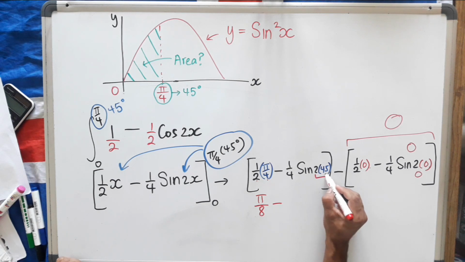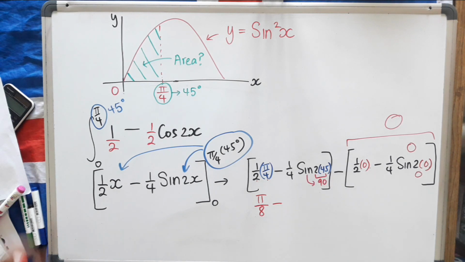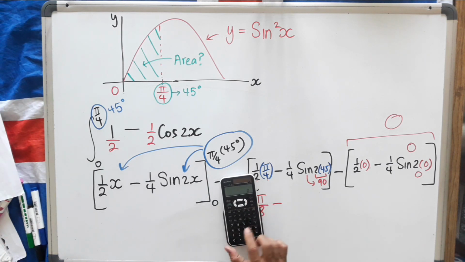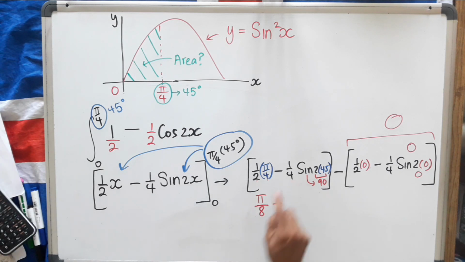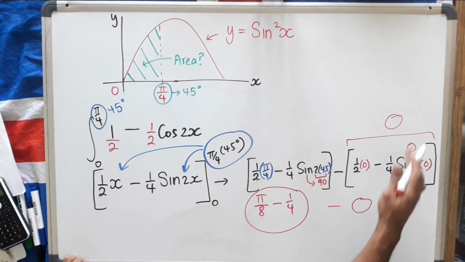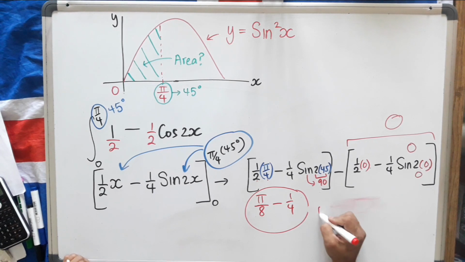Sine, well, 2 by 45 is 90. So let's sine the 90. Sine 90 should give us 1. Let's see it here. Sine 90 is 1. 1 by a quarter is a quarter. And this is our answer because we have to minus 0 from it. But that's not going to make a difference.